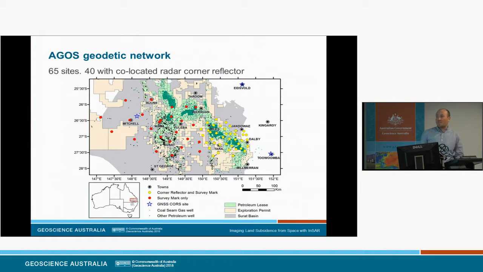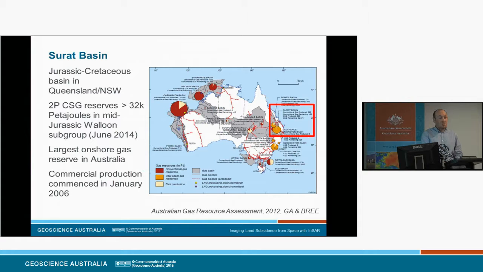And that network has been deployed in the southeastern part of Queensland in the Surat Basin. We deployed 65 new geodetic sites across the basin, where the Surat Basin is outlined by this grey polygon. And 40 of those sites highlighted by the yellow points have a co-located radar corner reflector. So I'll come back to this later in the talk, but that's just to set the scene on the AGOS project. But why did we choose to deploy this in the Surat Basin, you might ask?